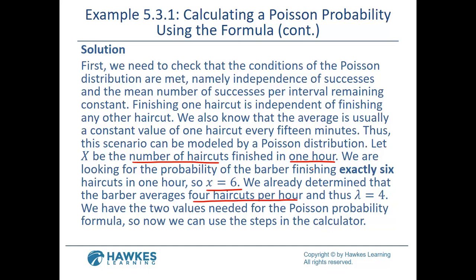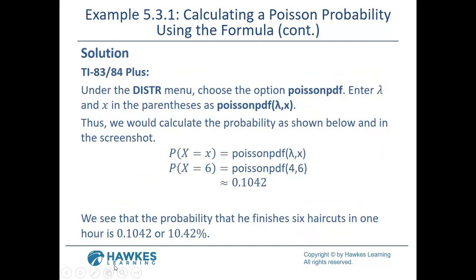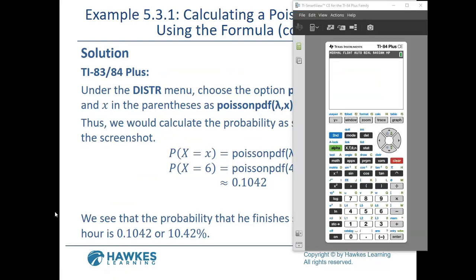We have the two values we need. I need to know what x is and I need to know what that lambda is. And now we can use our calculator. Okay, so the steps in the calculator start with your distribution menu. So in your calculator, second vars takes us to that distribution menu. Again, you're going to be looking until you see Poisson PDF. Okay, you might have to scroll a little bit.